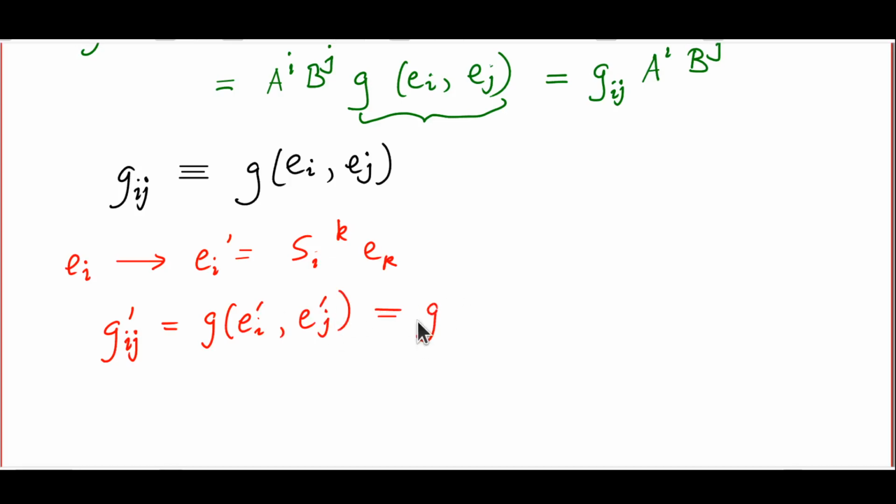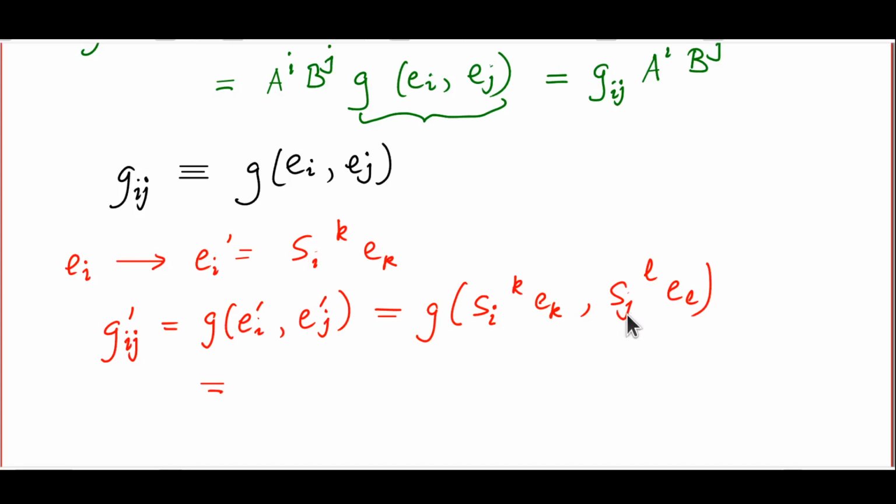So, all you have to do is write e'_i and e'_j in terms of the old basis vectors. So, write e'_i as S_ik e_k, write e'_j as S_jl e_l. Once again, as always, taking care not to mix up two dummy indices. And then use the fact that S_ik and S_jl are numbers so that they can be pulled out.